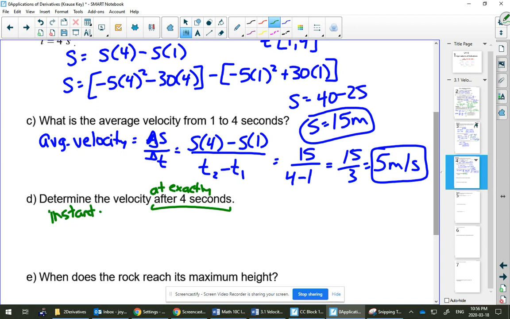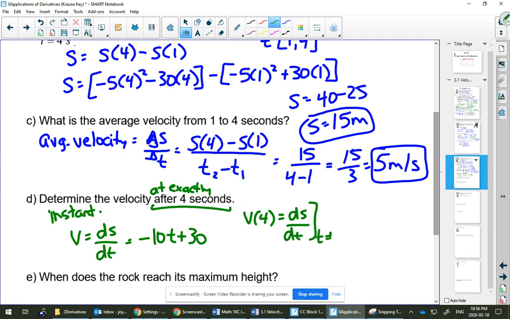And in this case, we're looking at the derivative. So our velocity will be the derivative of the position with respect to time. The derivative is -10t plus 30. And so if we're looking for the derivative at exactly 4 seconds, we can write it as v of 4, or we can write it as the derivative of position with respect to time when t equals 4. We'd have -10 times 4 plus 30, so -10 meters per second.